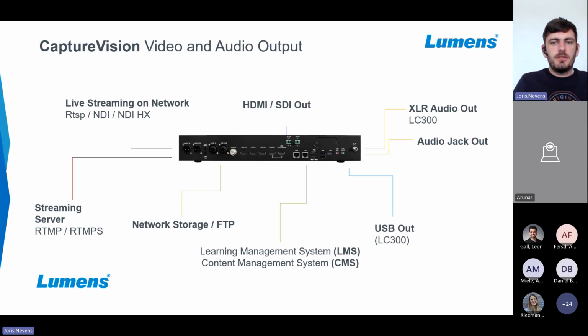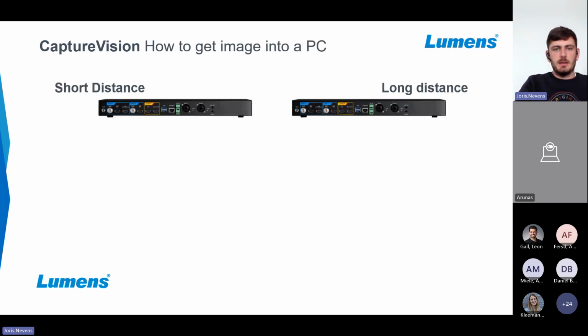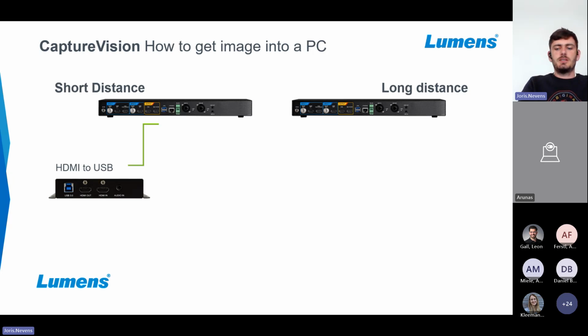And then on the new device, we also go USB out. Why do we go USB out? Because we see there was a big demand for people who want to send the mix into Teams. And before, what did we recommend to the customer? If it's a short distance, you take the program out of the system over HDMI, you convert that HDMI signal into USB, and there you go.